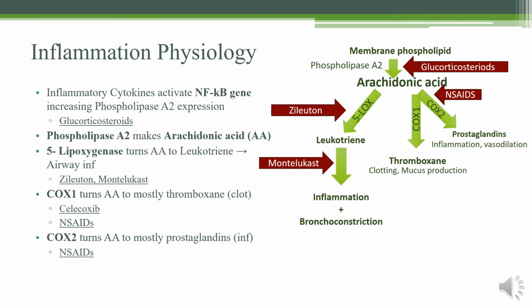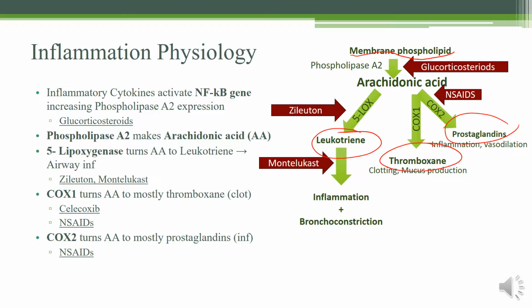Here's the inflammatory pathway we're going to be talking about today. It's going to be through the use of membrane phospholipids and how we turn these membrane phospholipids to prostaglandins, thromboxanes, and other inflammatory responses like leukotrienes. These are all known as eicosanoids.